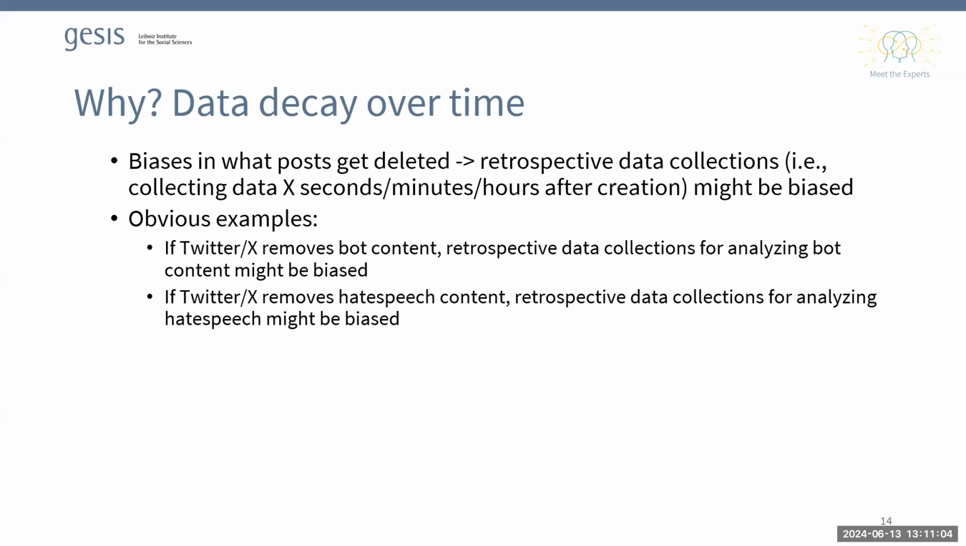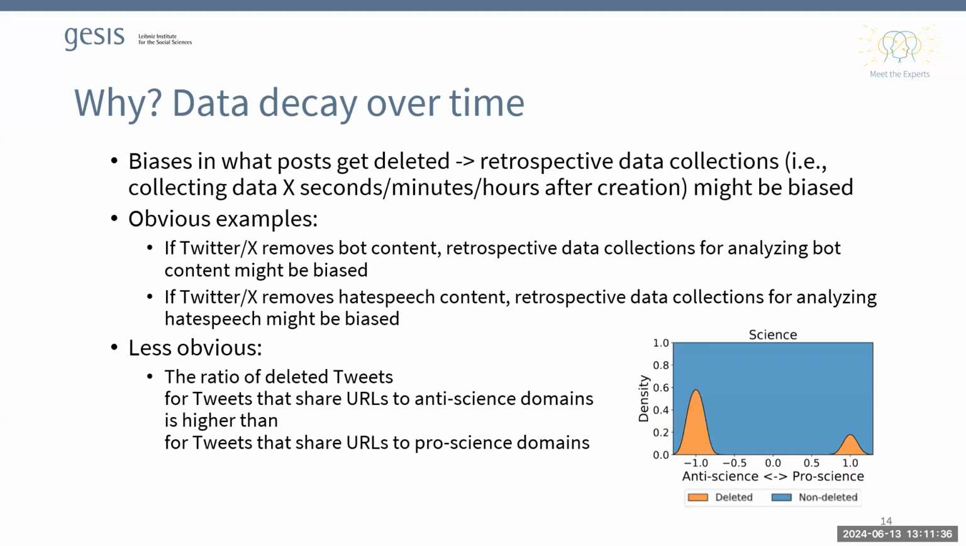There are some very obvious examples. If you want to investigate, analyze bot behavior on Twitter, since Twitter hopefully removes a lot of bot content, your dataset that you collect retrospectively might be biased in the way that you see less bot content, or that certain bots are removed from the data. The same goes for analyzing hate speech. Hopefully a lot of hate speech content is already removed by Twitter, so if you collect the data after a certain time, then you might not be able to retrieve this data and to analyze it.